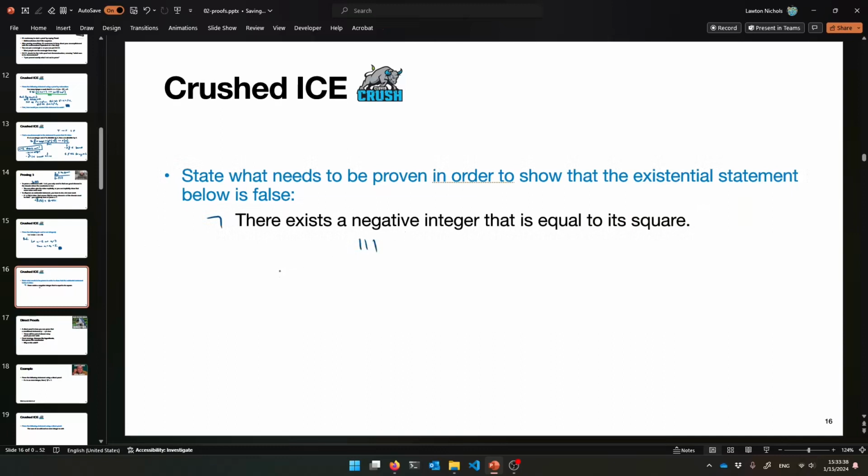All right, so what is this in math? This is like trying to say that there exists a negative integer that's equal to its square. Let's call it I this time. There exists an integer I such that it's negative, right? I is less than 0, and it's equal to its square. I squared is equal to I, right? So that's your statement. That's the original statement, and we're trying to show that it's not true. We're trying to disprove it, right? So that's that.